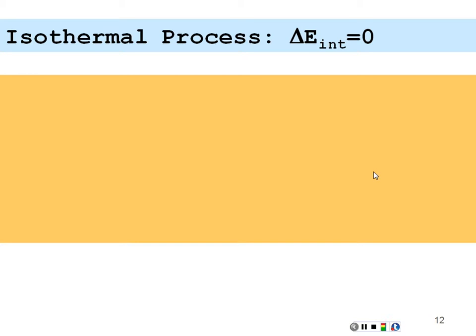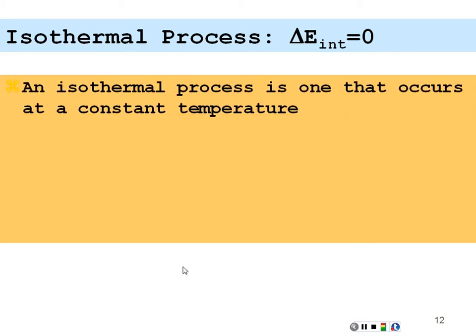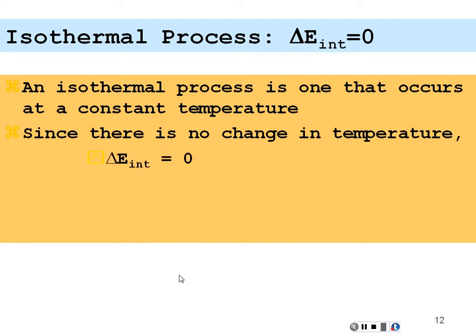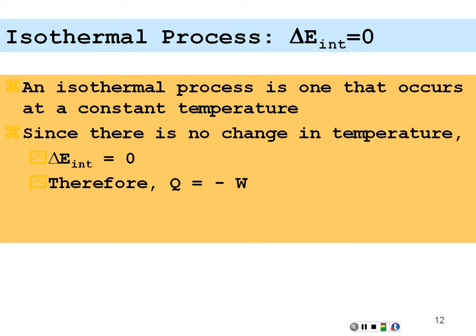Isothermal process. Well, we know that one state variable of our system is the temperature, and that's going to determine our internal energy. So if we were to stay at the same temperature, if we were isothermal, then our change in internal energy will have to be 0, because we're not going to change our state based on the temperature. So an isothermal process is one that occurs at constant temperature. Our change in internal energy will be 0, and hence by the first law, 0 will equal Q plus W, or our Q, the heat added to the system, will be equal to the negative of the work done on the system.